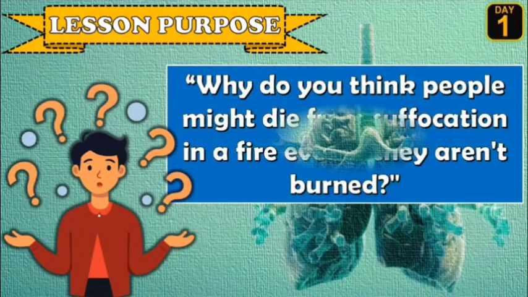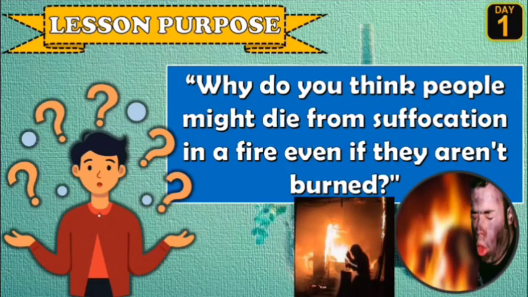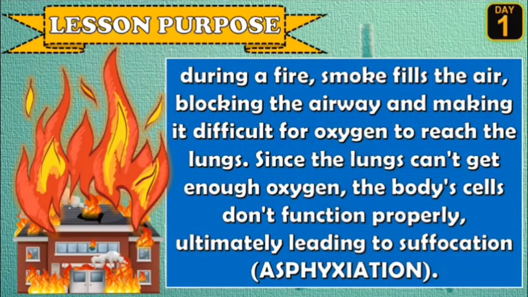So the lesson purpose. Why do you think people might die from suffocation in a fire even if they aren't burned? So during a fire, smoke fills the air, blocking the airway and making it difficult for oxygen to reach the lungs. Since the lungs can't get enough oxygen, the body cells don't function properly, ultimately leading to suffocation or what you call asphyxiation.